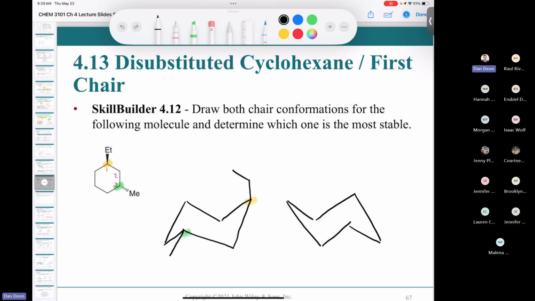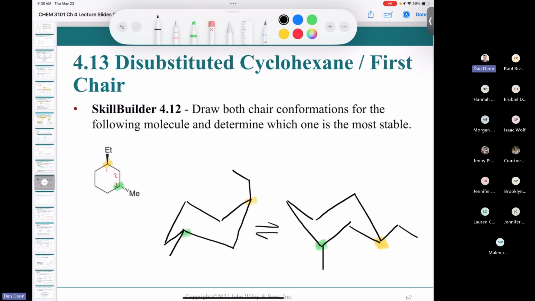Remember, axial and equatorial alternate. So up and axial, up and equatorial, up and axial. So this one, if it's up and axial, it means down is equatorial. Hopefully that makes some sense. So now when we do the ring flip, that means that the yellow carbon is going to be this one now, and then we count 3 away like this. So if the ethyl group was up and axial in the first one, it's got to be up and equatorial in this one. So we'll draw it as being up and equatorial. And the methyl was down and equatorial, so it's going to have to be down and axial in this one. There we go. So those are the two conformations.